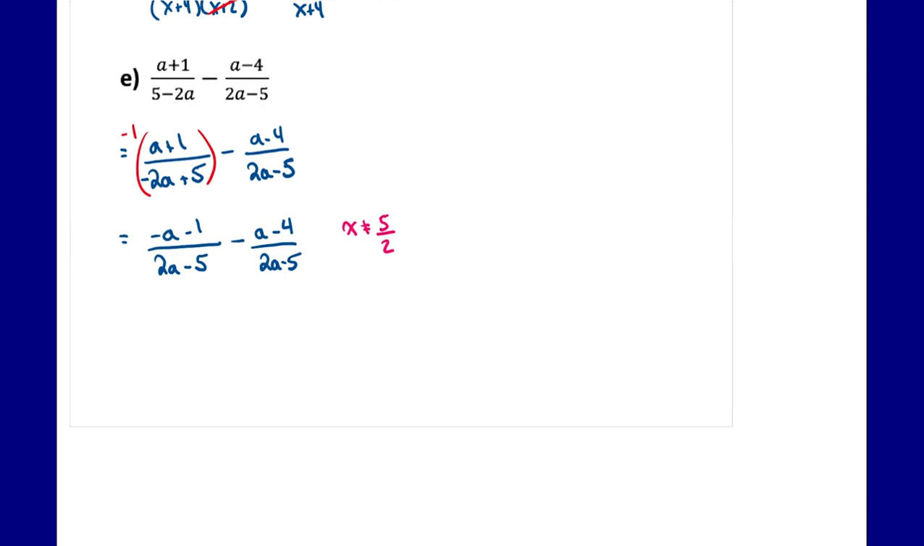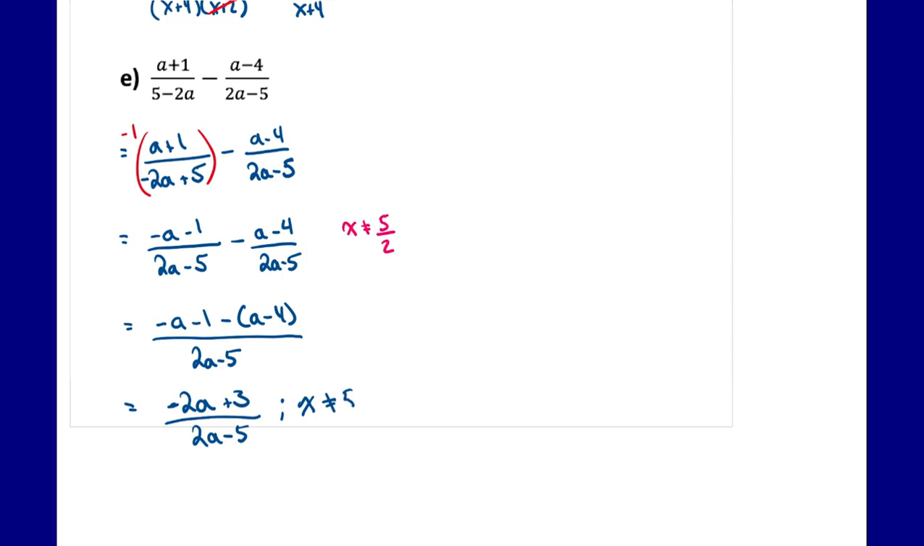I can collect like terms, or I can do my subtraction. So negative a minus 1 minus a minus 4. So it's again subtracting everything in the second fraction for the numerator. Negative a minus a is negative 2a. -1 minus -4 is the same thing as saying plus 4, so that becomes positive 3 over 2a minus 5. I can't cancel anything out because I'm adding terms, not multiplying. I have two terms being added on the top, two terms being subtracted on the bottom. So I've simplified as much as possible. I can't factor. So I can state my final restrictions: x cannot equal 5 over 2. So that is the simplified expression and the restrictions.